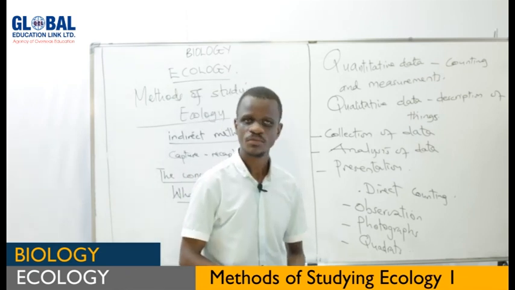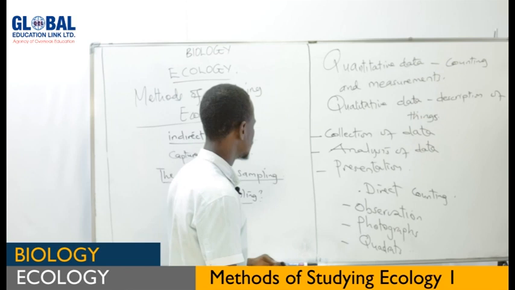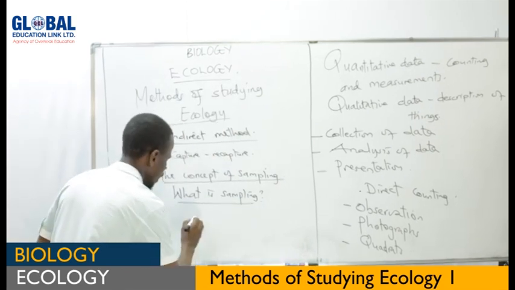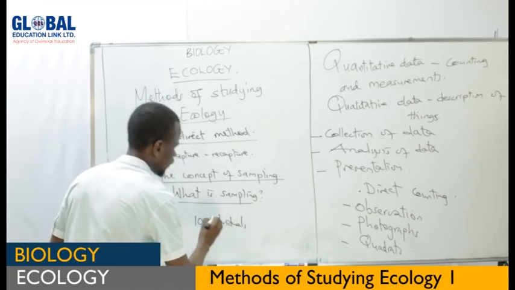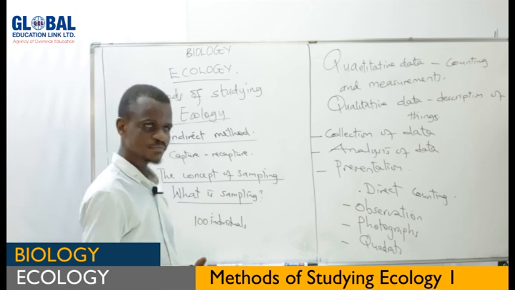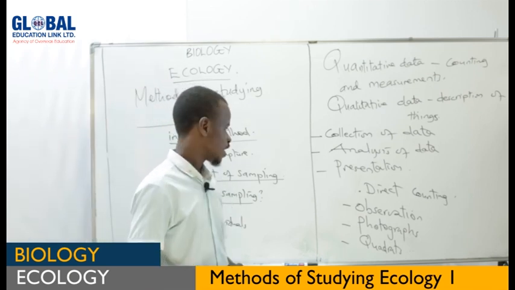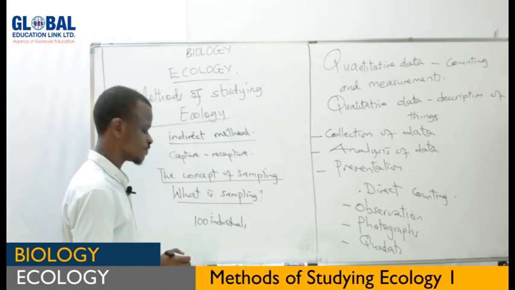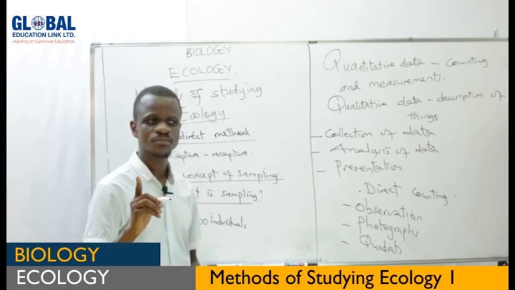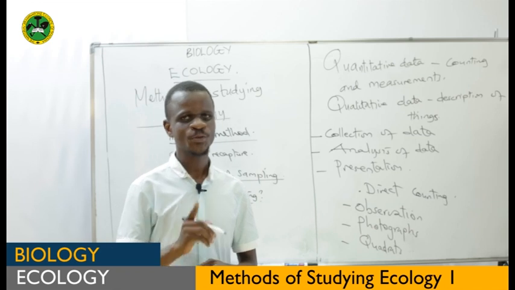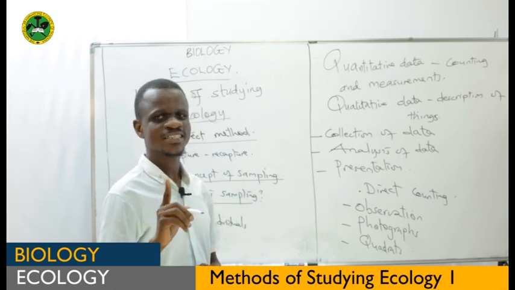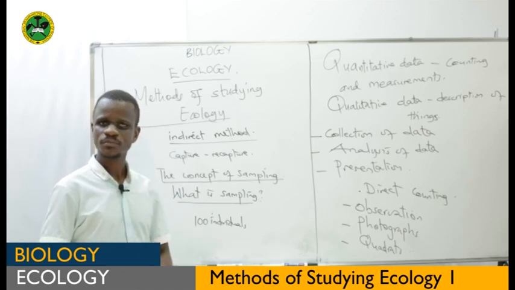Student, take an example. You have 100 individuals. You want to study their characters. Can you study each individual? Really, it will take you time. It will cost you to study all 100 individuals. What you will do, you will select just a small number of individuals to represent the total of 100.